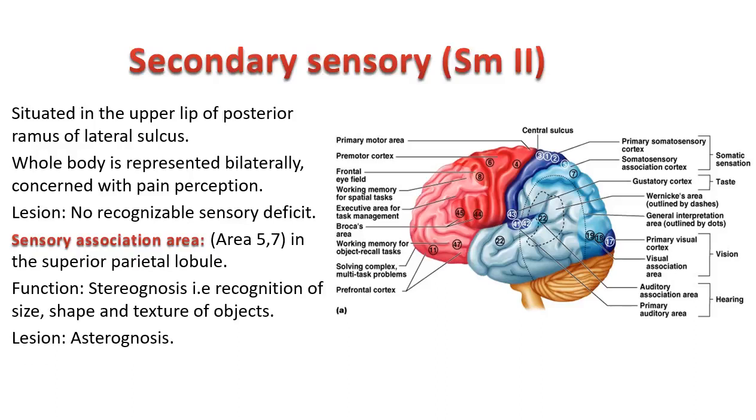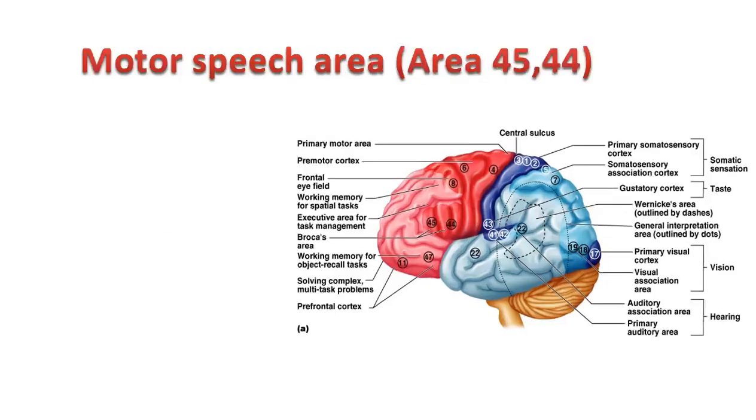This is independent of visual stimuli, because by seeing without touching, you can tell whether it is a large area, square or some shape. Texture, to some extent, you can also guess with visual stimuli, but this area is independent of visual stimuli. Next, coming to the motor area, Broca's speech area, area number 44 and 45.